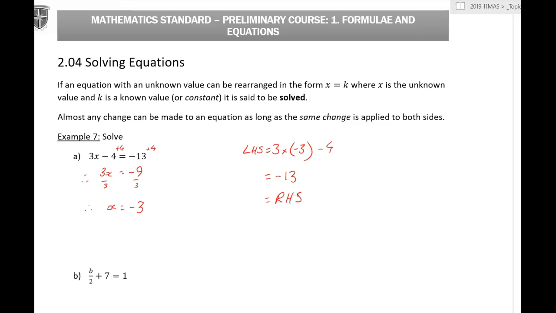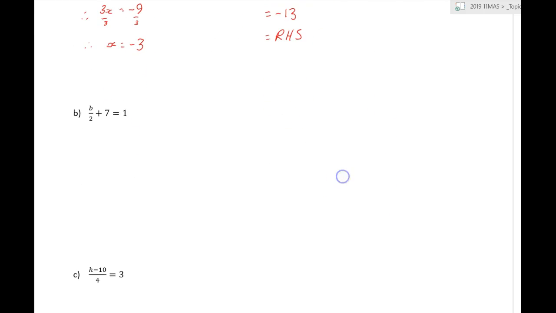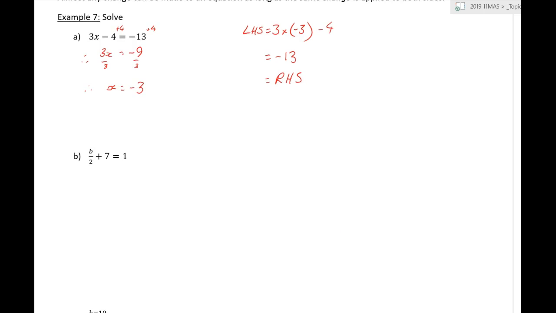Alright, all good. Well, let's move along to the next one here, which is a little bit trickier. It's got a fraction in it. There's more than one way we'd go about doing this, but I'm going to do it like this, right? Fractions can be a nuisance, so I'm going to get rid of it by multiplying absolutely everything there by 2.